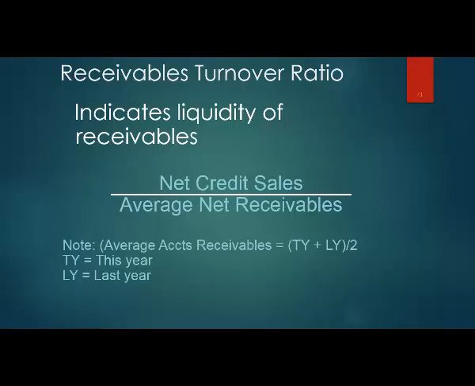The calculation is net credit sales divided by average net receivables. Note that average net receivables is a calculation of this year's accounts receivable ending balance plus last year's accounts receivable ending balance divided by 2. For this ratio, higher is better. You want to turn over your receivables more times every year.